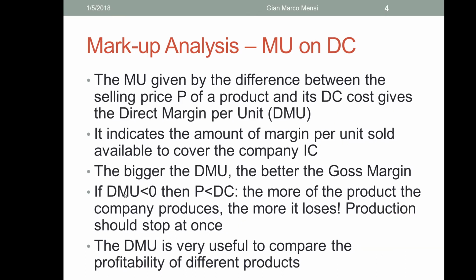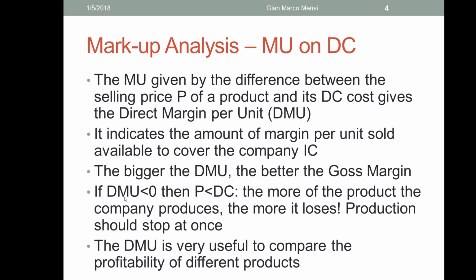Okay? Well, what about the margin and the markup on direct costs? The difference between the selling price and your direct costs indicates the amount of margin per unit sold available to cover indirect costs. So all administrative expenses, marketing, all costs that are not directly attributable to a certain production line but can be allocated to them so that each product has to contribute to cover them. Okay, so the bigger the direct margin per unit, the better the gross margin.